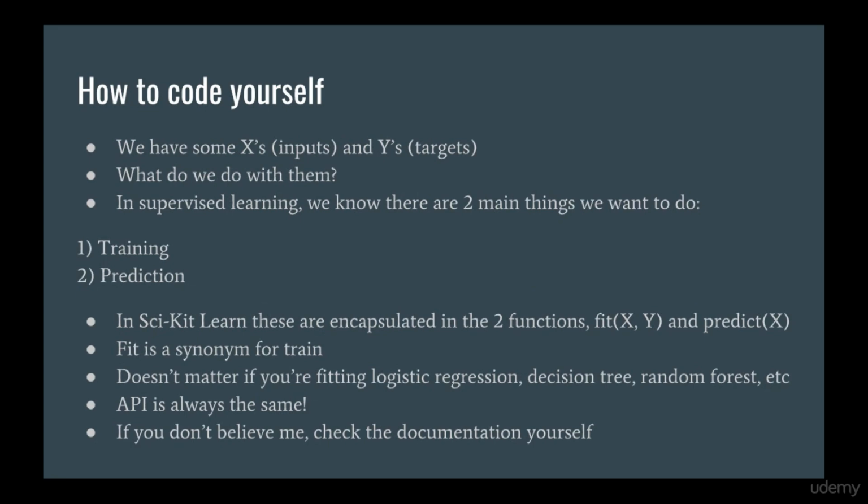In scikit-learn, all the models have the same API. It doesn't matter if you're doing logistic regression or decision trees or random forest. All supervised models in scikit-learn have the same two functions, fit and predict. Fitting a model is just a synonym for training a model. If you don't believe me, you can go look at the scikit documentation yourself.